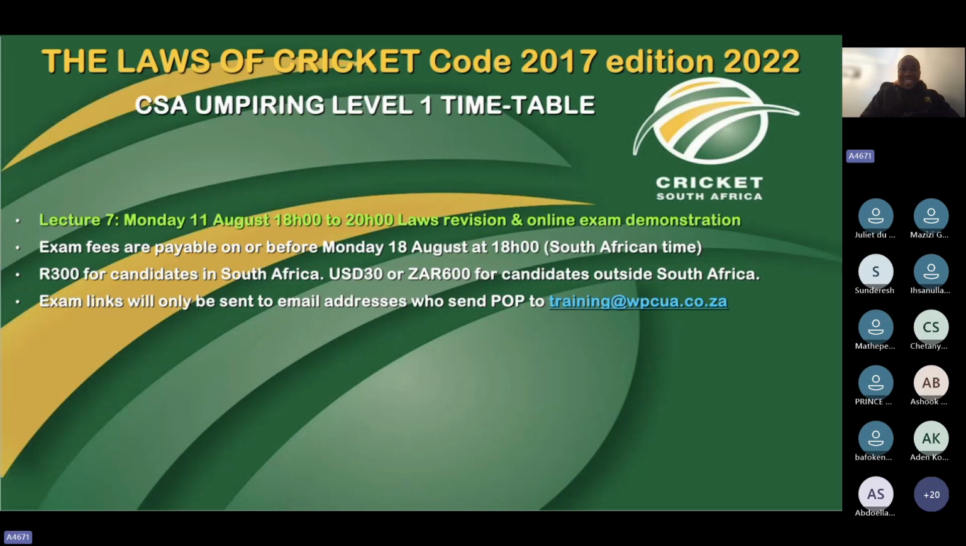The email address that sends the proof of payment will be the email address which the exam link emails are sent to. If you are paying for more than one candidate, when you send your proof of payment to training@wpcua.co.za, please list the other email addresses that need to be sent exam link emails to. So group payments are welcome, but when you send the proof of payment to training@wpcua.co.za, you need to list the email addresses that are being paid for.